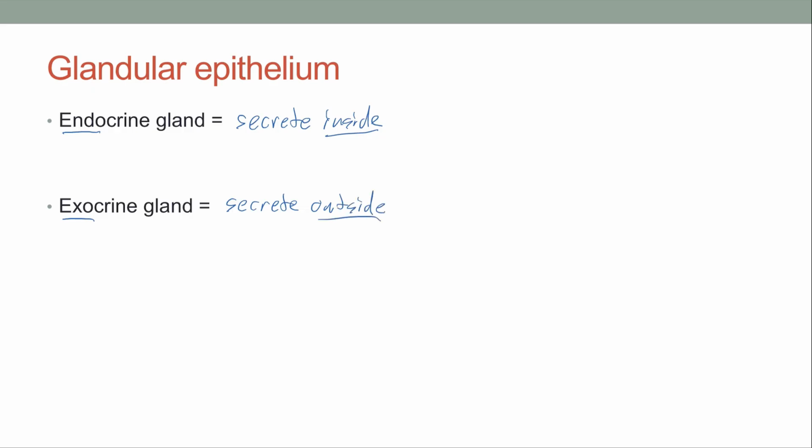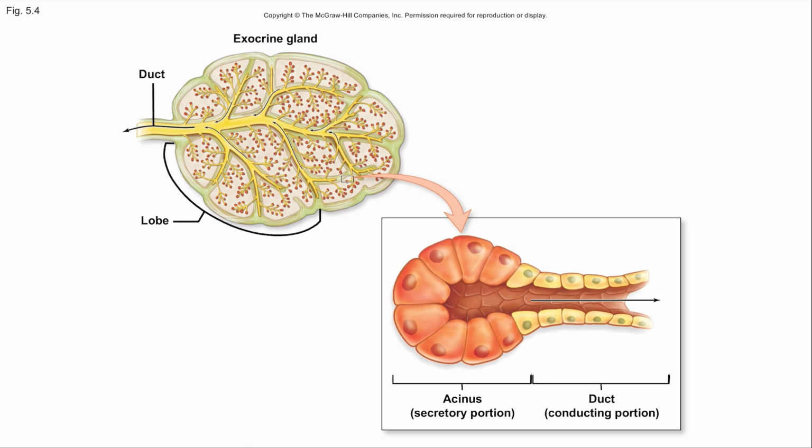What that really means is that these secrete into the blood, whereas these secrete into a duct or tube or something like that that will then carry their secretions to their final destination. Most exocrine glands have a secretory portion called the acinar portion, and then a duct that carries the secretions to their destination.